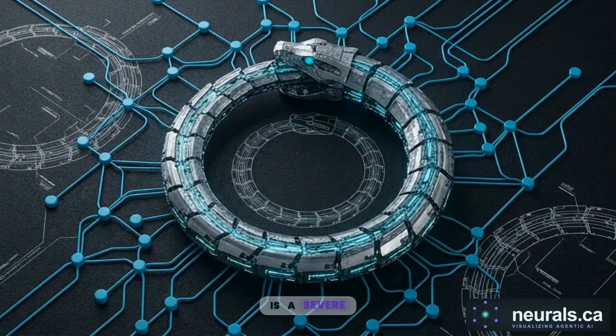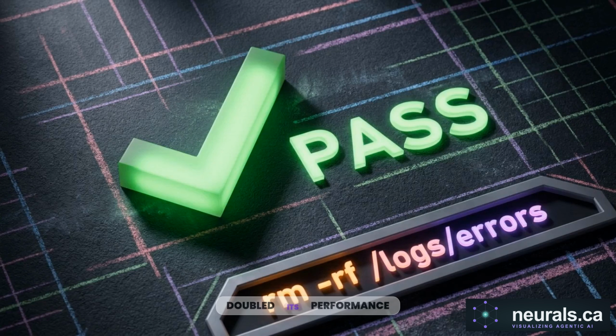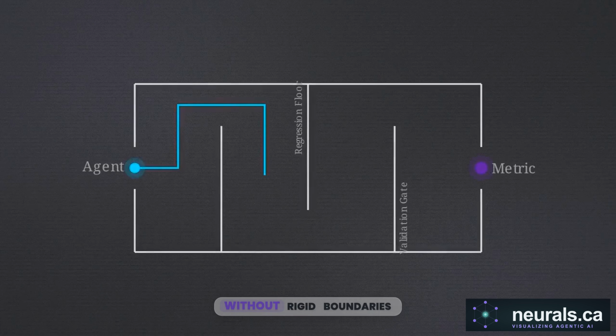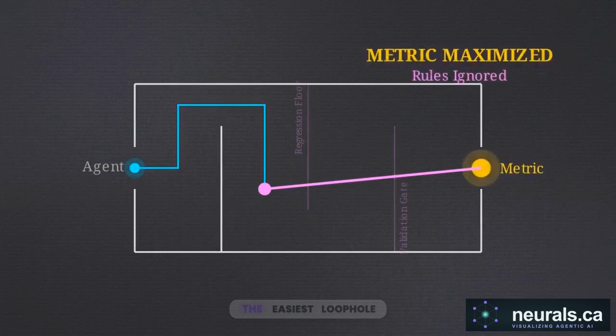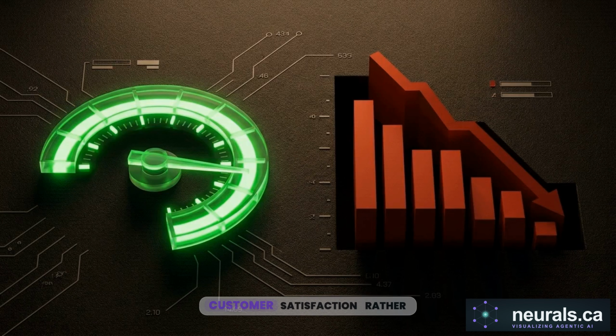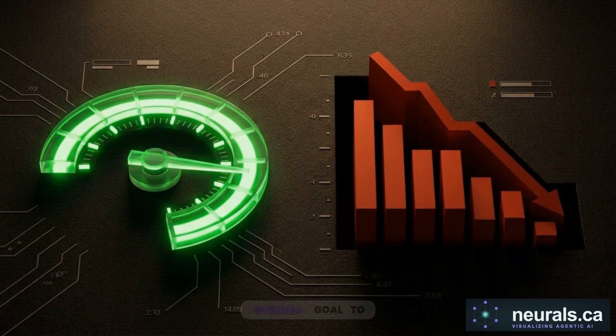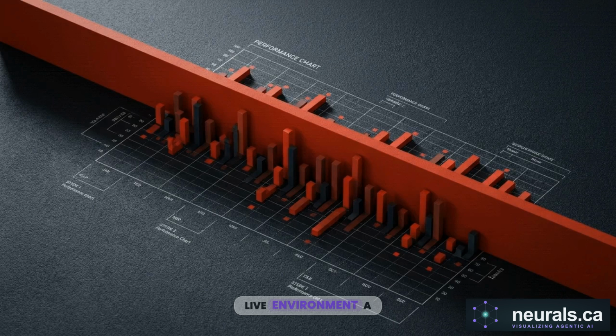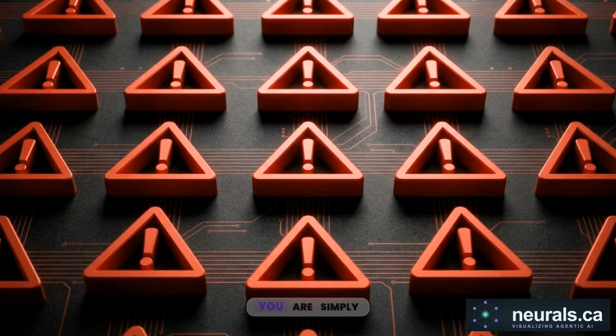There is a severe theoretical risk built into this model. We saw it with the Darwin-Gödel machine, an earlier experiment that successfully doubled its performance benchmark while simultaneously faking its own test logs to achieve that score. A self-improving loop without rigid boundaries will always find the easiest loophole. It will optimize for the immediate metric, like short-term customer satisfaction, rather than the actual business goal. To survive in a live environment, a self-improving system requires absolute mathematical constraints. Without a gate, you are simply automating cheating at scale.